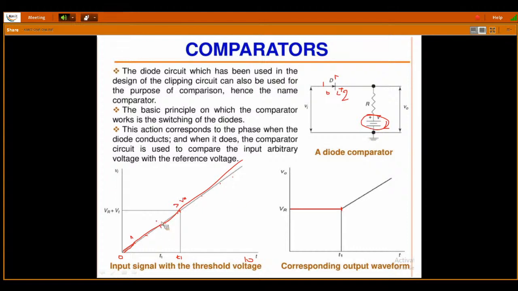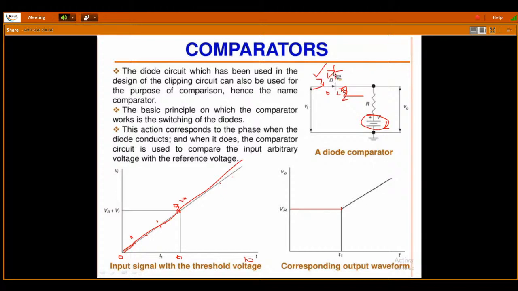Now come to this point. I am taking this as 2 volts. At this point I am assuming 3 volts input voltage. If your input voltage is 3 volts from this point onwards, the input of the diode is 3 volts and the reference is 2 volts. At the input side your voltage is more compared to this one. Here the higher potential is there.